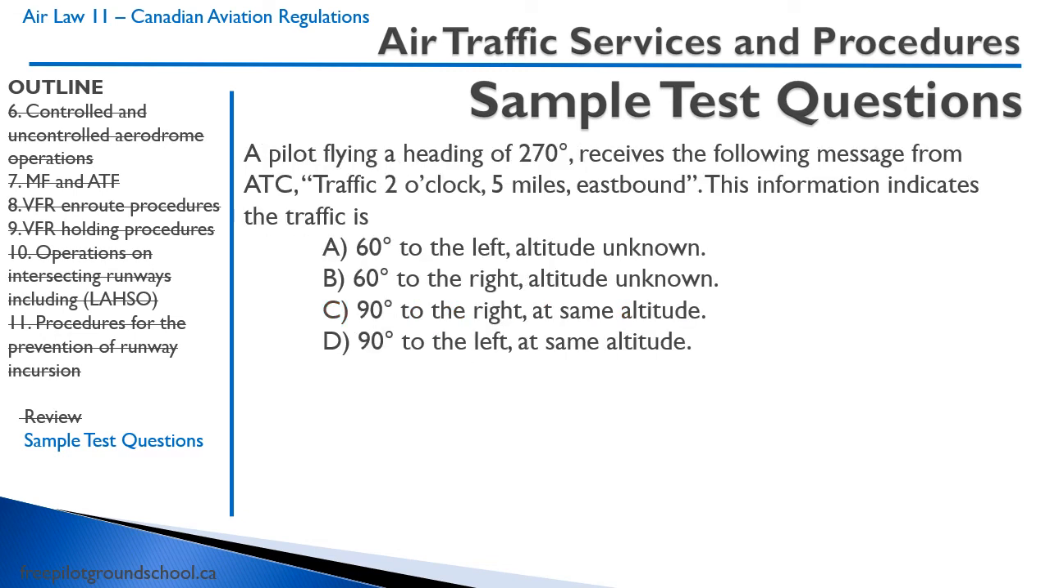A pilot flying a heading of 270 receives the following message from ATC. Traffic 2 o'clock, 5 miles eastbound. This information indicates that the traffic is, well, 2 o'clock. Each hour of a clock is 30 degrees, so 2 o'clock would be 60 degrees. And 2 o'clock is to the right. So 60 degrees to the right and altitude unknown, D.